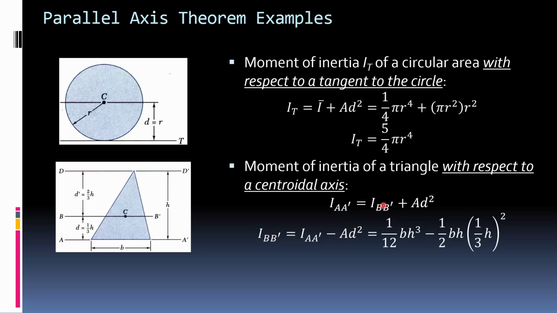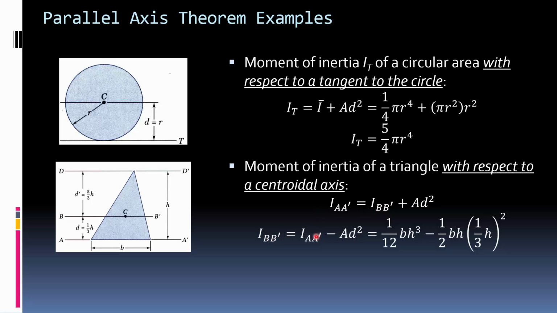So IAA is IBB, right? It's the centroidal axis moment plus the area times the distance squared. But we actually know this. We know this, but we're looking for that, right? So we need to solve for this. So how do we do it?